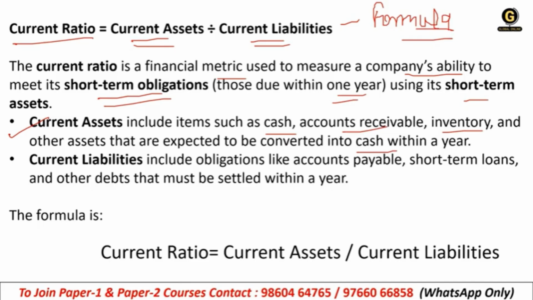And what is a current liability? These are the obligations, the payable things for the short term, that means within 1 year. For example, accounts payable, short-term loans, and debts which will be settled within a year are called current liabilities. If it is more than 1 year, it won't be called a current liability. So the formula is current ratio equals current assets divided by current liabilities. Clear?